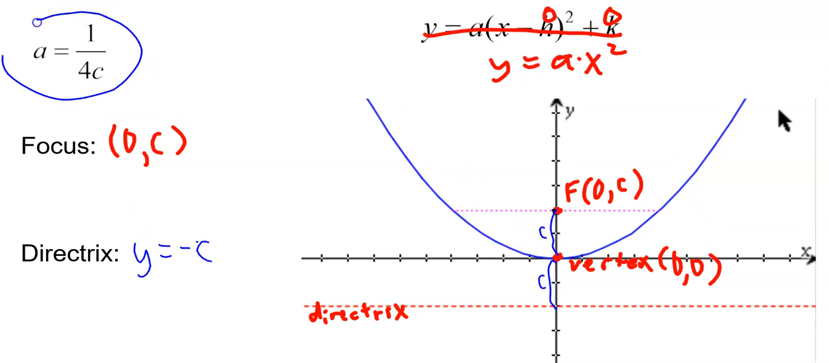A is actually a really important formula. So A is that coefficient in front of x squared, right? So that number right there, if you have A, you can figure out C, which is really helpful. Or if you have C, you can figure out A using this formula. So oftentimes in a problem, you'll be given either A or C, and you just have to kind of fill it in.